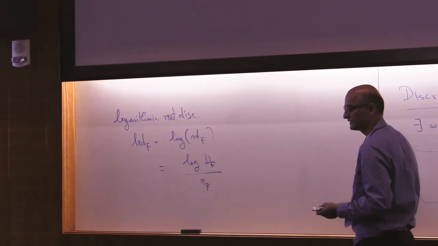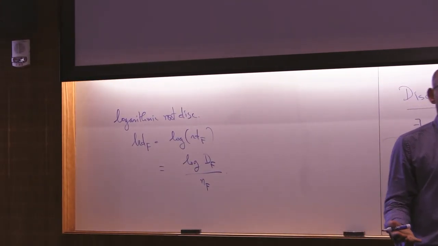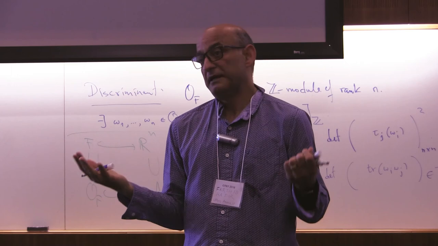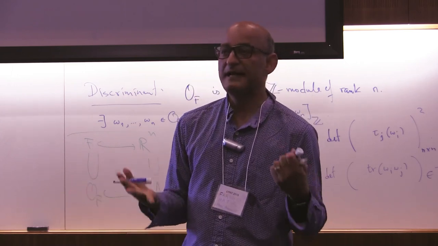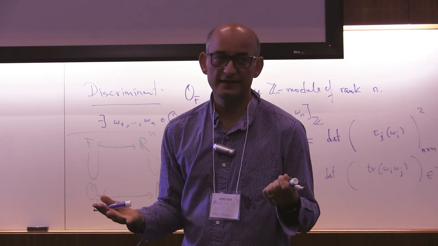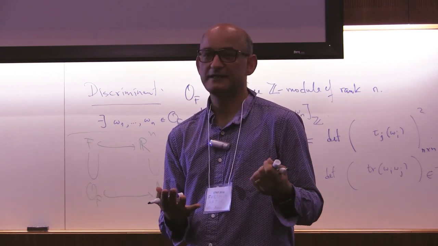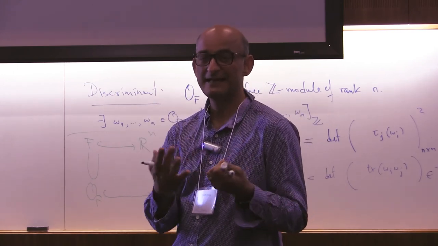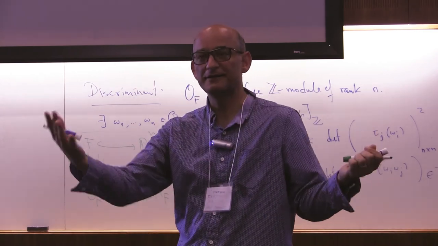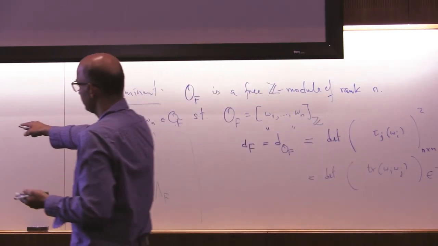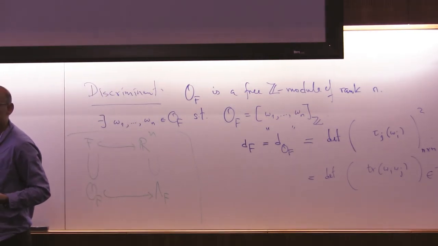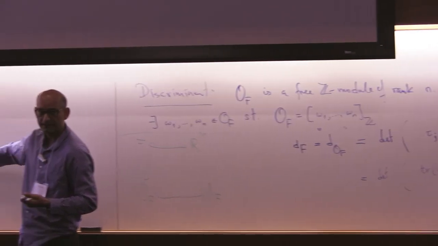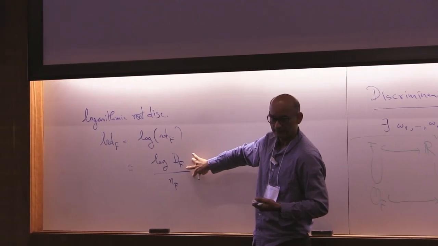The philosophical point that you should take away here is, if I tell you I have a number field of discriminant 5 bajillion, and you want to know, is that a big discriminant? Is that a small discriminant? Well, it depends a lot on what the degree is. If the degree is 100 bajillion, and the discriminant is 5 bajillion, you would be very surprised, because it says that the discriminant is really small compared to the degree. And so what this does is it says that these two objects, the log of the discriminant and the degree, should be commensurable, or their commensurability is interesting.